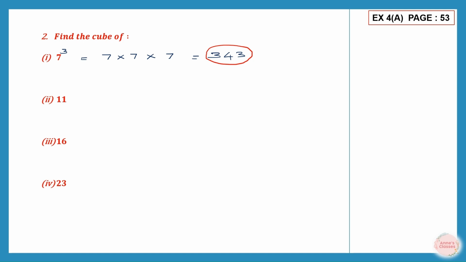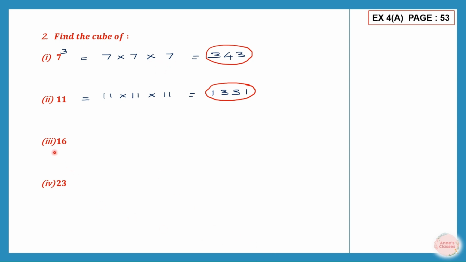Next one is find the cube of 11. Multiply 11 three times. 11 into 11 into 11. So 11 into 11 is 121. 121 into 11 is 1331. The easiest way is you know the square of your numbers, isn't it? 11 square is 121. So multiply 121 into 11. Similarly here, 7 square we know is 49. Multiply into 7, 49 into 7. So it makes it easier.